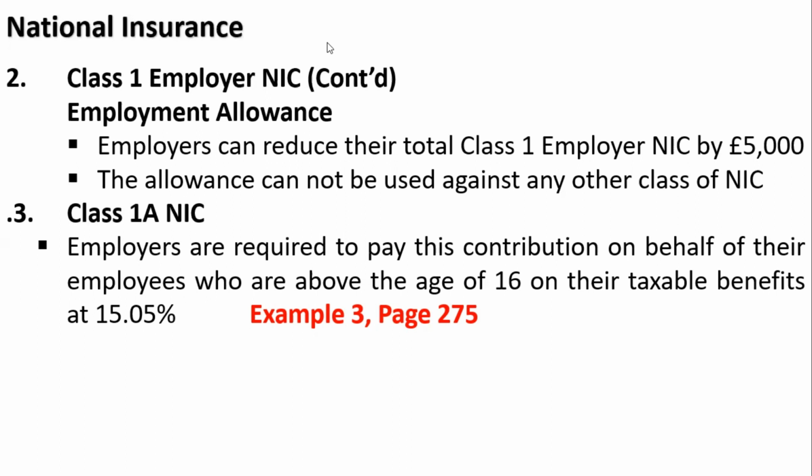So far we have discussed three NICs. Class 1 employee, which is paid by the employee, means it will be deducted from employee salary and based on the cash earnings of the employee. Then class 1 employer, again based on cash earnings of the employees, but paid by the employer. Then class 1A, again paid by the employer, but based on the taxable benefit paid to the employee. So no 0% threshold in this.